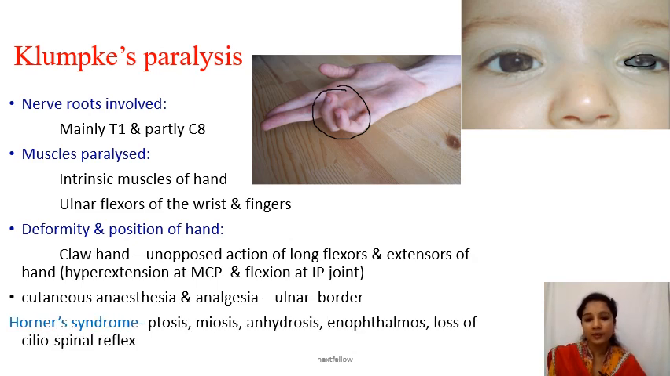Horner syndrome, I said, is because of involvement of sympathetic nerves, the cervical sympathetics. So ptosis, drooping of the upper eyelid, miosis, anhidrosis, enophthalmos, and loss of ciliospinal reflexes. These are the symptoms which you see in Horner syndrome.